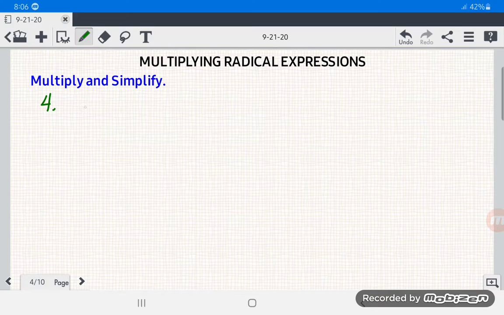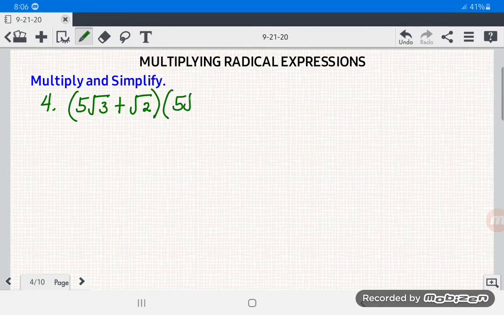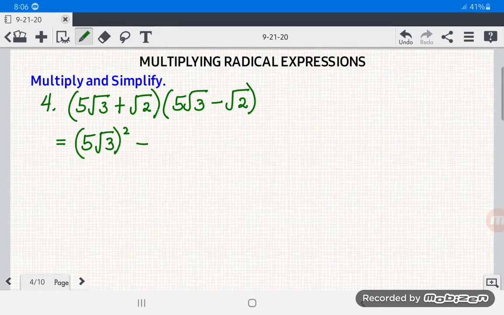Let's say we have 5 square root of 3 plus square root of 2, then 5 square root of 3 minus square root of 2. Again, this is an example of sum and difference of two terms. So what we're going to do is get the first term. We have 5 square root of 3, then square it, then minus the second term of the binomial. So we have square root of 2 squared.